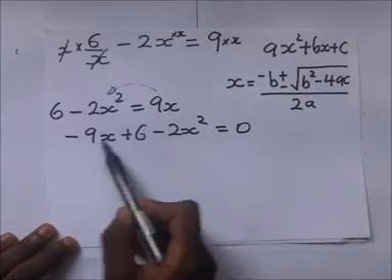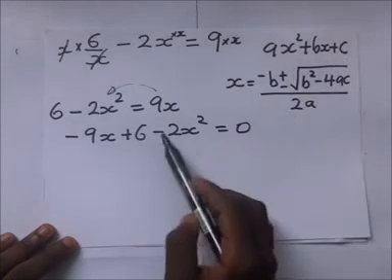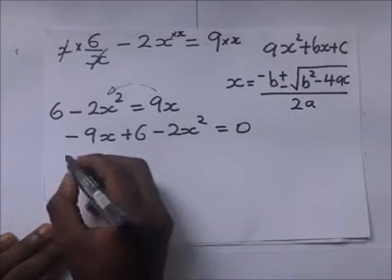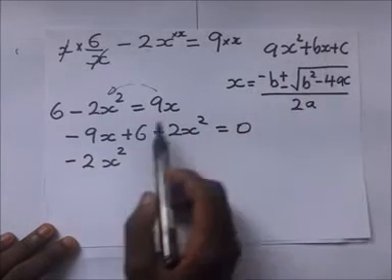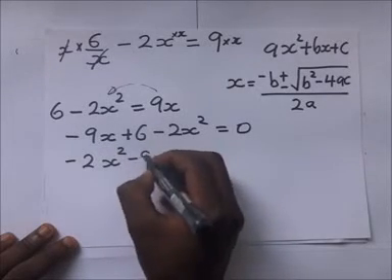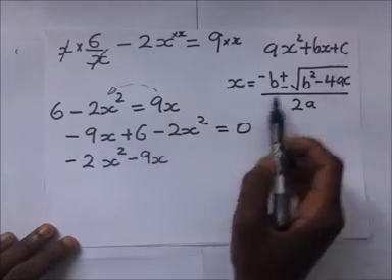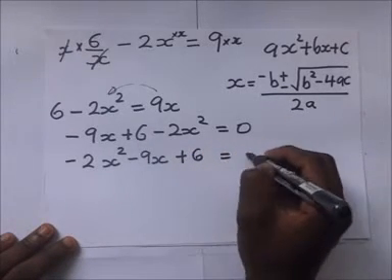So you rearrange this equation to look like this: ax squared plus bx plus c. So the ax squared is minus 2x squared, plus bx. Our bx is this, negative 9x. So it's minus 9x plus c. And our value of c is positive 6, which is equal to 0.